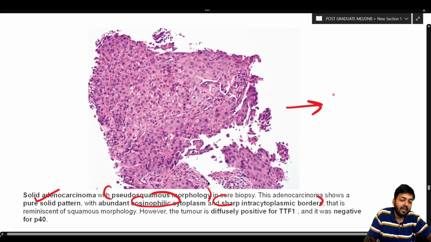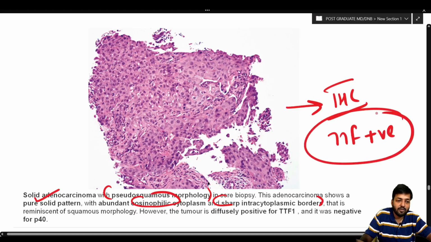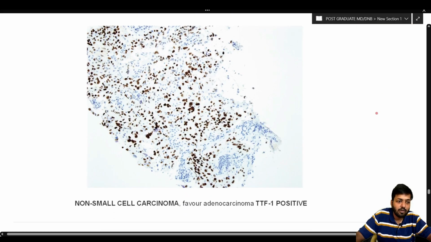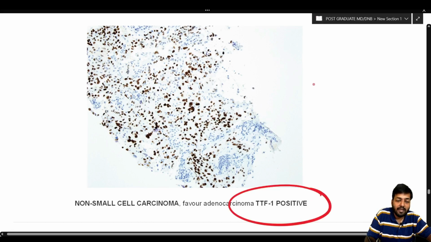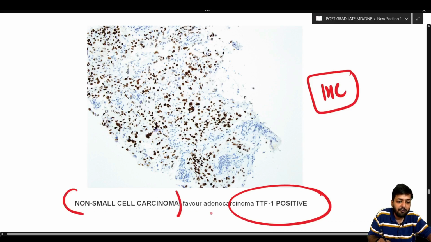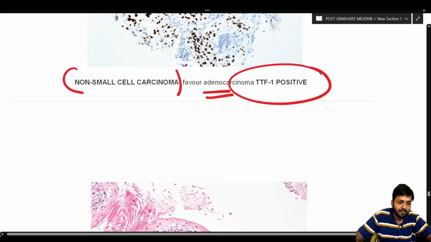confusion, and after that they had done the immunohistochemistry, wherein they had seen that they were definitely diffusely positive for TTF1. So TTF1 nuclear positivity was there. So that is why the diagnosis of solid adenocarcinoma was given. So this is the nuclear positivity of the TTF1, as we can appreciate. But once you are requiring the IHC, then you will give the diagnosis as non-small cell carcinoma favors adenocarcinoma, and then you give the TTF1 positivity result.